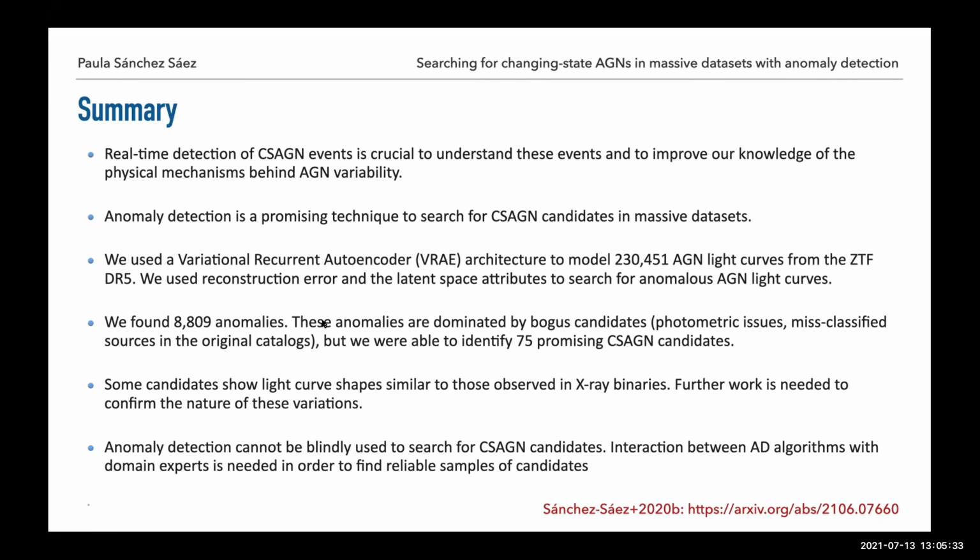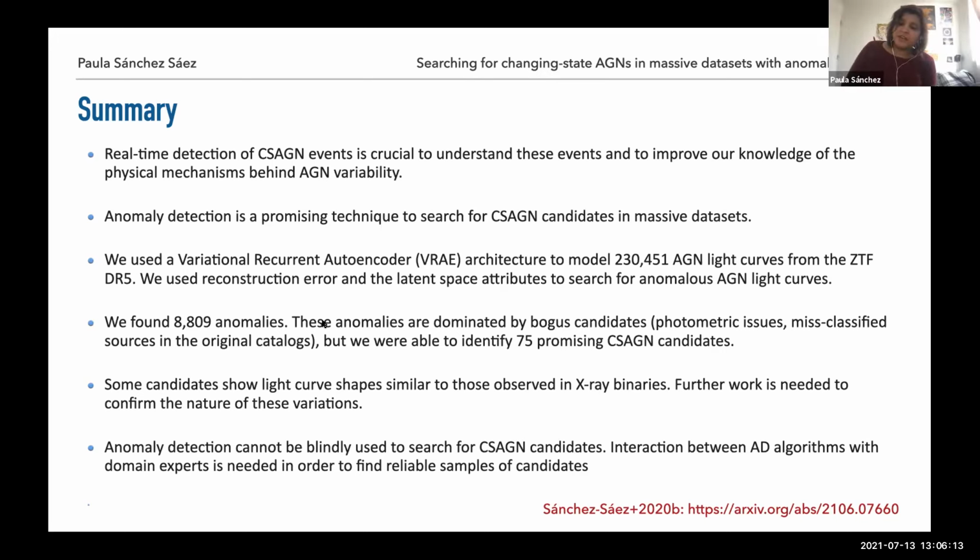I'm genuinely curious. Looking at some of the candidate changing state AGN you identified with anomaly detection, they look like extremely variable objects. So if I just naively select extremely variable quasars or AGN based on the light curve, would they all be selected by this anomaly detection technique, or are there some things selected by just looking at the magnitude change, but not identified by this anomaly detection?